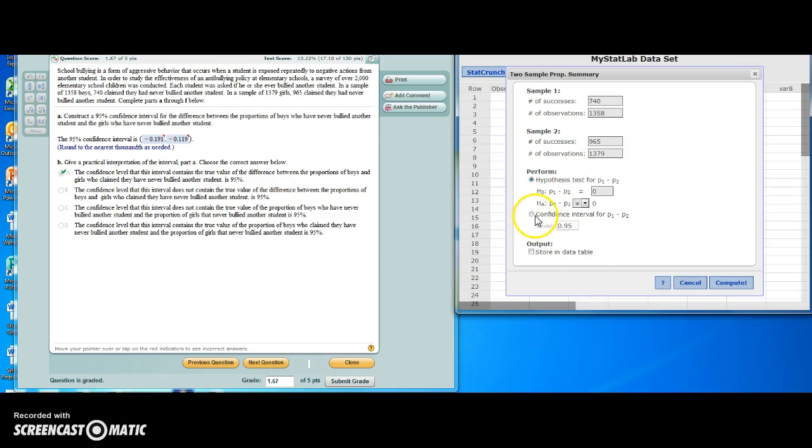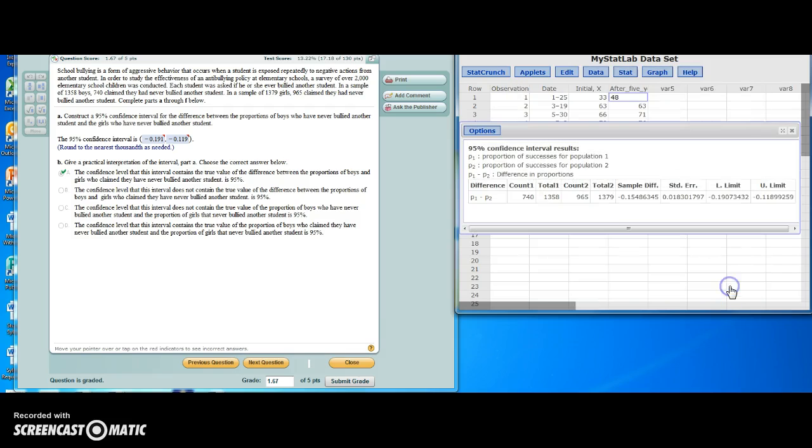I'm not doing a hypothesis test this time. It's asking me for a confidence interval. And I'm going to compute it. Notice again, I just left that StatCrunch page open. Just never close it. And I get the lower limit of 0.191 and the upper limit of they're both negative.